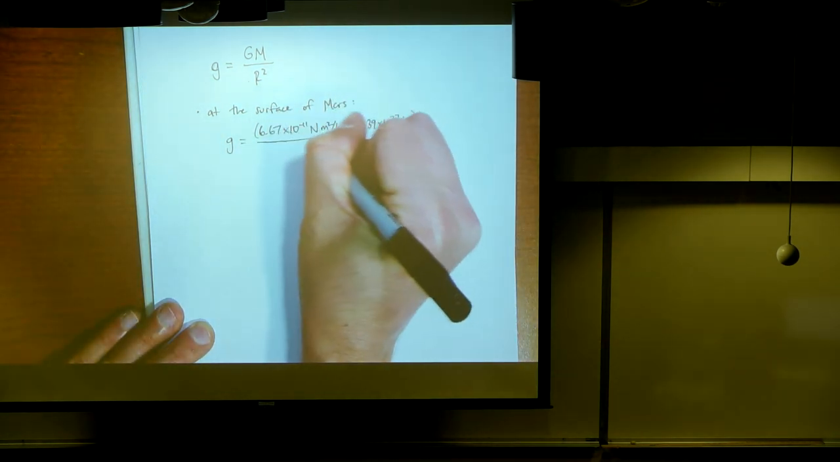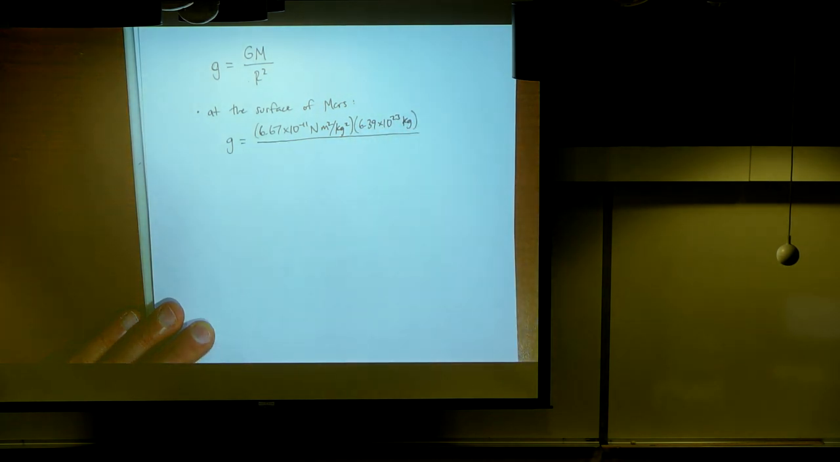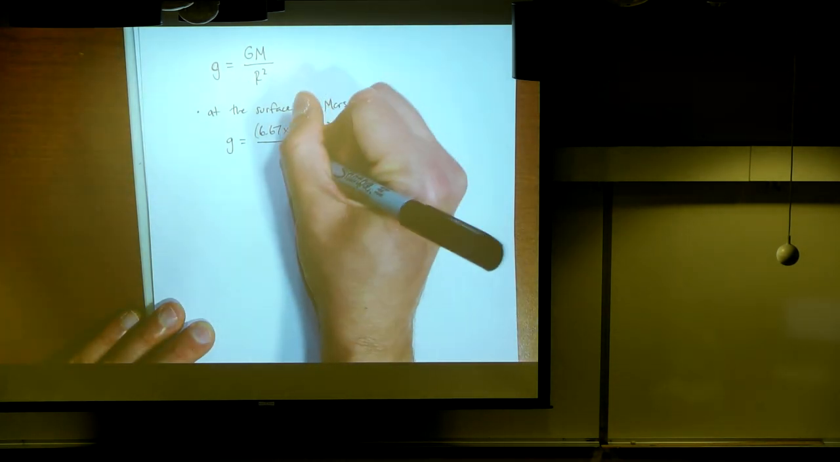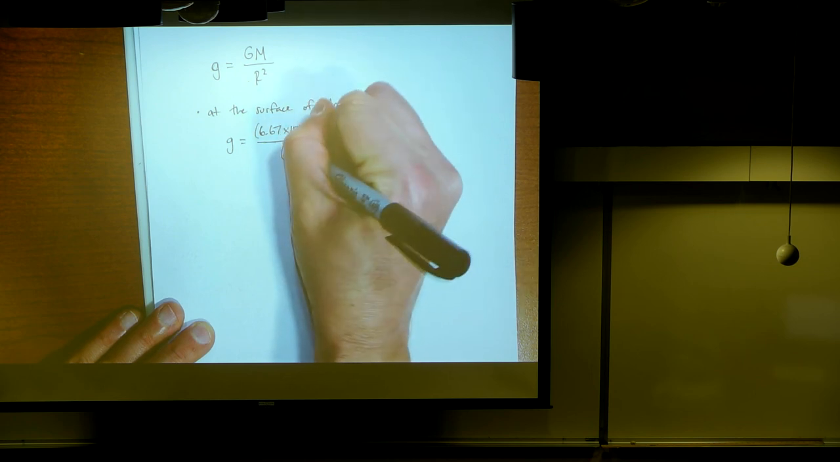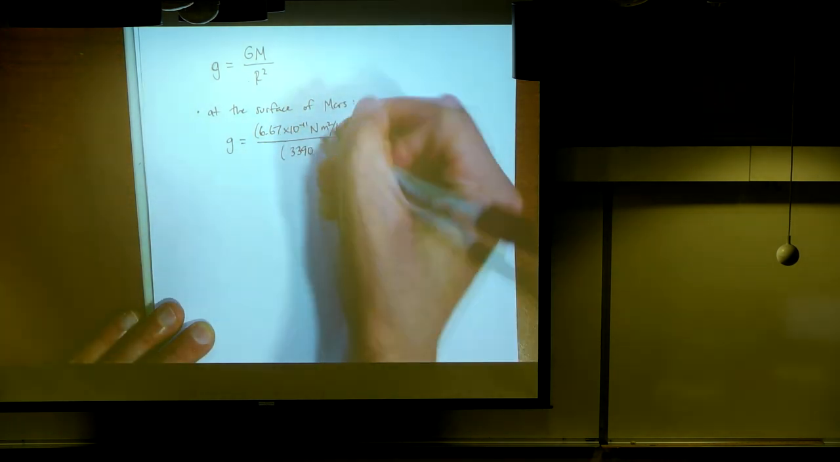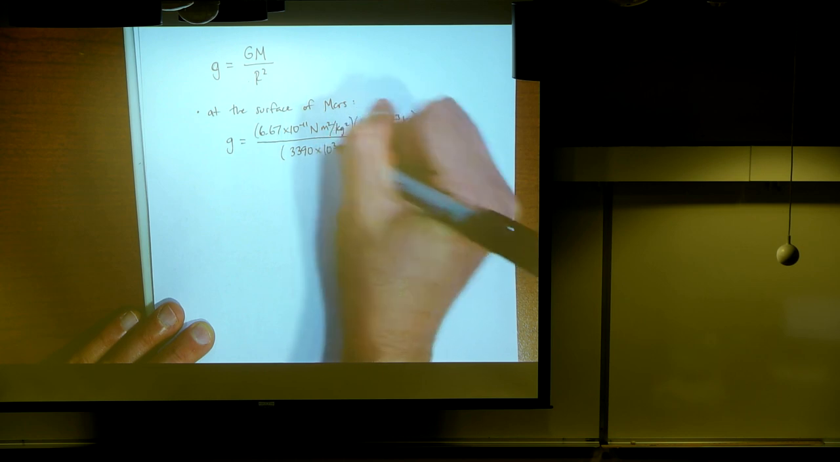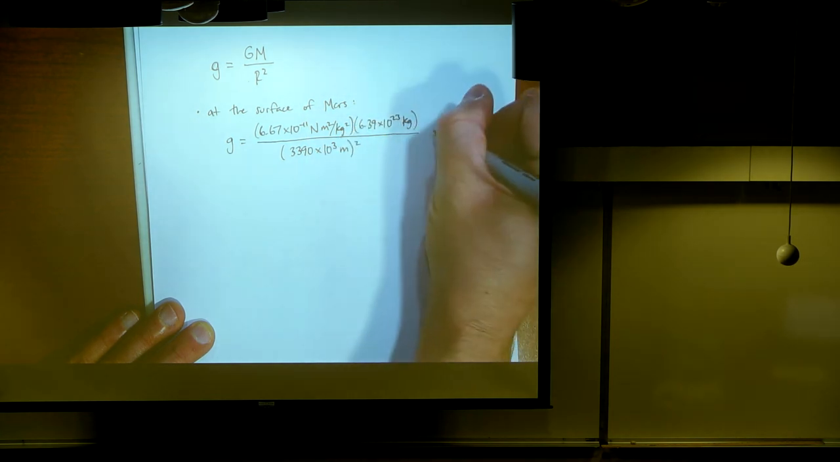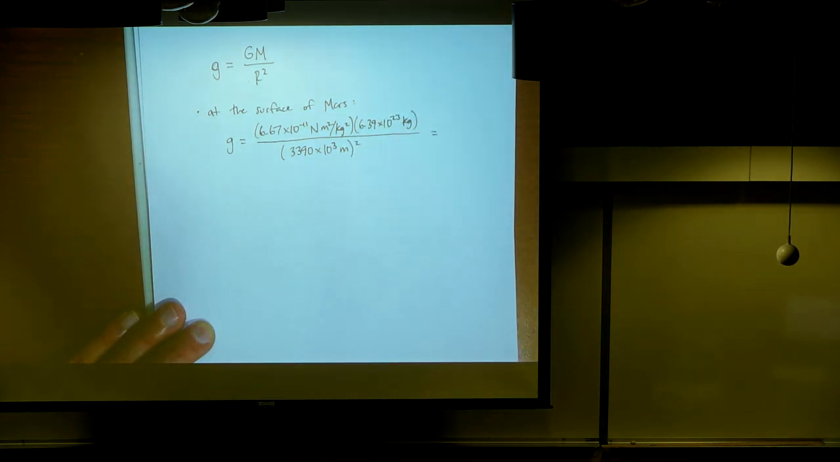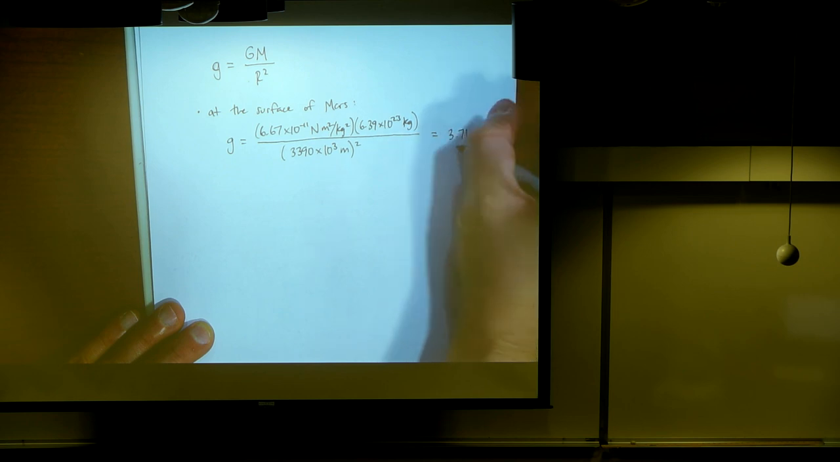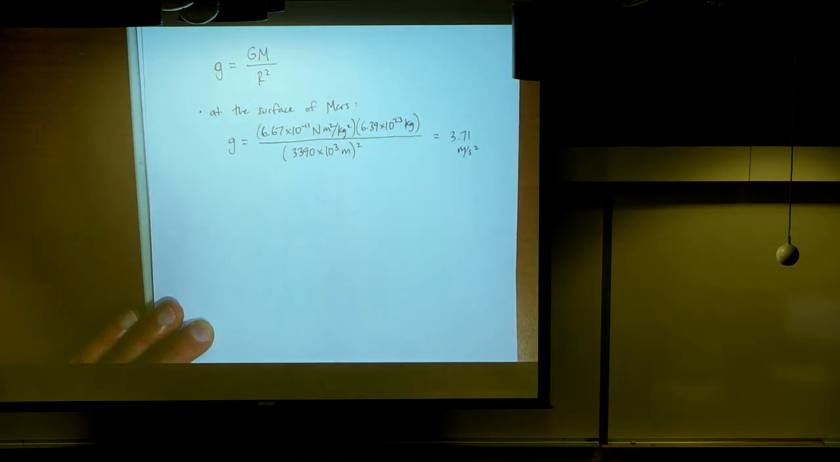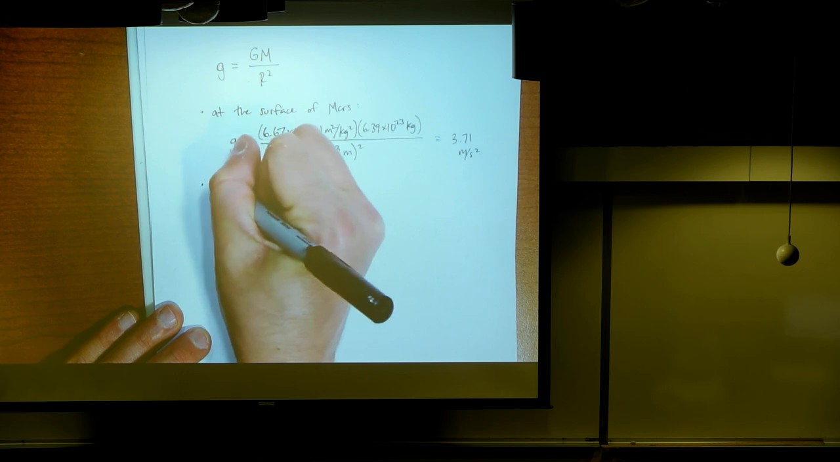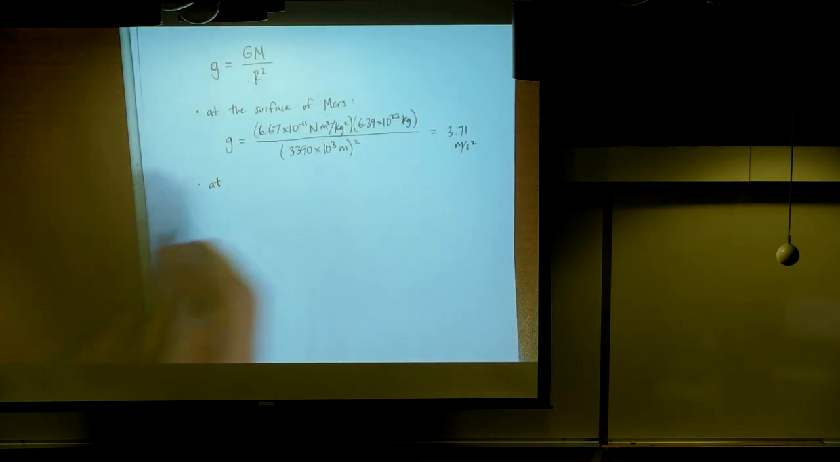Divide by R squared, where R is the radius. So that's 3,390 kilometers, but in meters, we would multiply that by 10^3. Okay? And then we'll square the whole thing. What does this come out to? Yeah, it's about 3.71 meters per second squared, okay? So significantly weaker gravity.